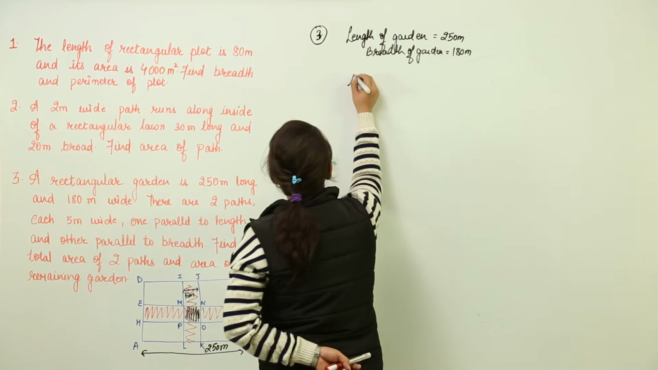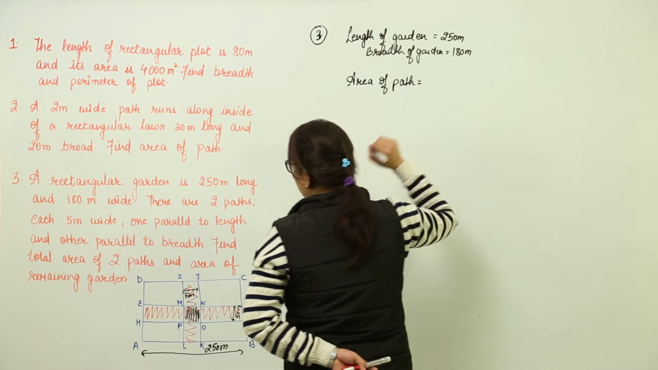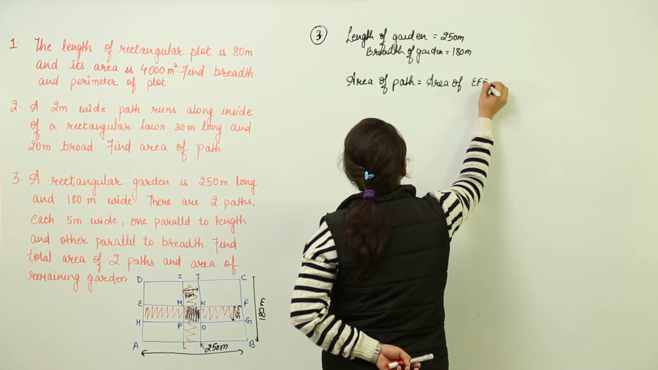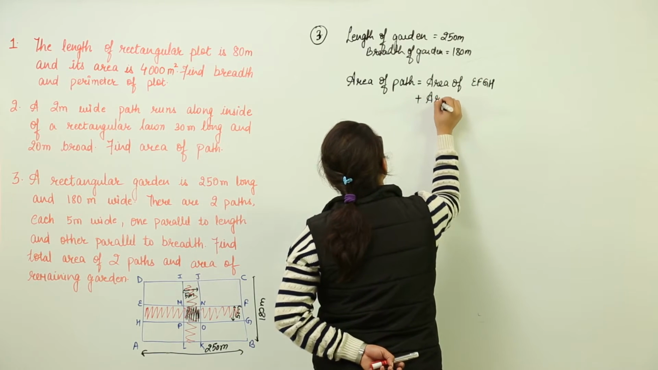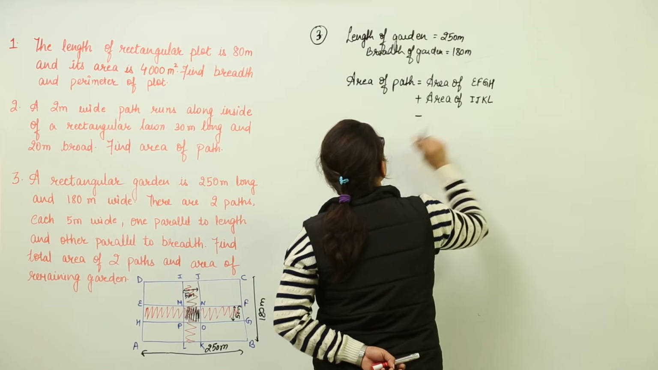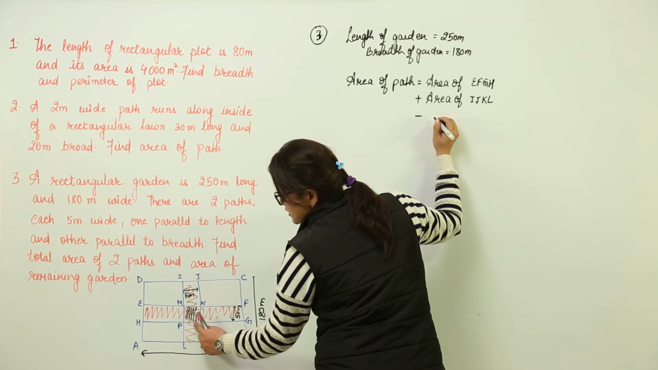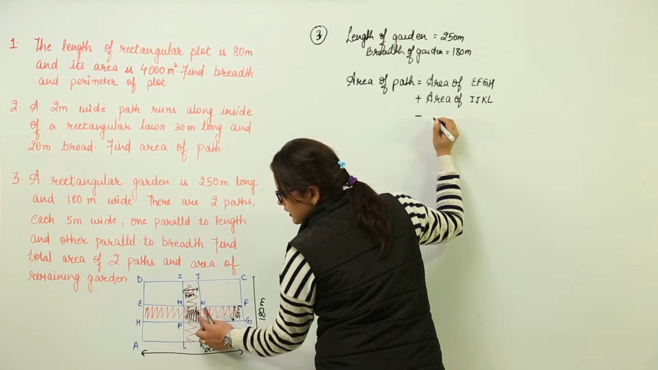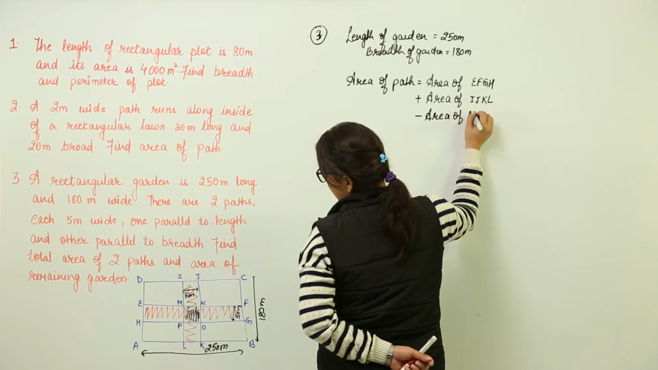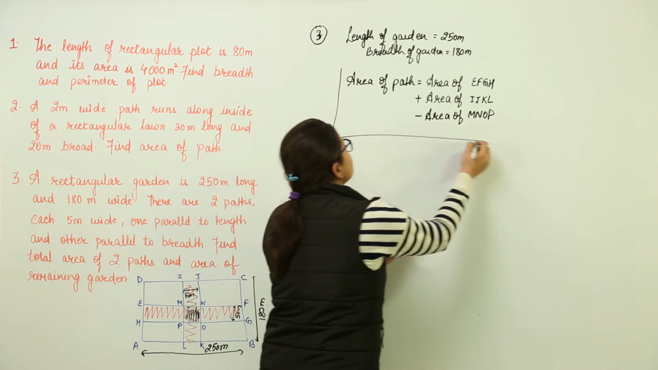That means to find out the area of the path, the steps to be done are that you will be adding the area of the rectangle EFGH. You will be adding the area of the other rectangle, that is IJKL. And out of the sum of this, you will have to deduct the area of this square. You can see over here, it clearly indicates a square. So we have this square as area of MNOP. Now here I have written down the whole formula that is to be used for calculation.